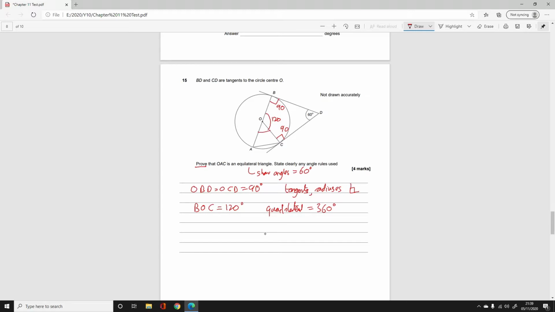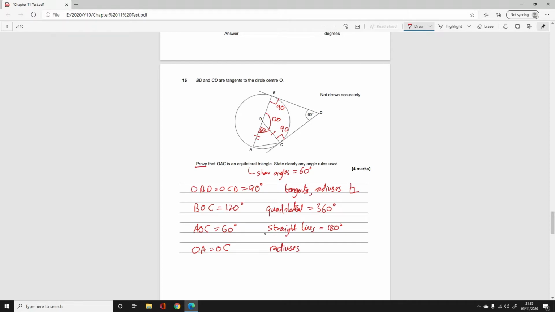A cyclic quadrilateral needs to be entirely on the outside of the shape. From there, we would get a 60-degree angle here, AOC. And the reason for that is that straight lines equal 180. So again, we have to state every rule we use, even if it's the obvious one.